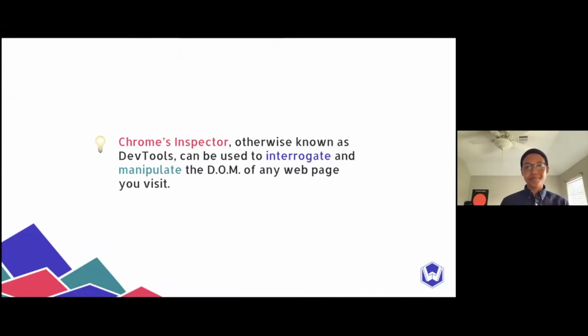Chrome's inspector, otherwise known as DevTools, as Liz was talking about in the video, can be used to interrogate and manipulate the DOM of any web page at all. As you saw in the video, she went in and literally changed the whole contents of google.com. You can just do that.